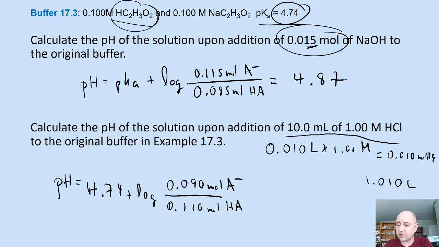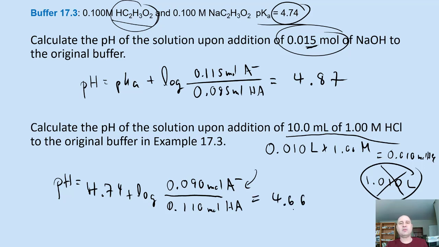If we were to convert this now to molarity, we would divide the number of moles by the new volume, but the volume is the same for the mixture, so it's not going to throw us off or change that mole to mole ratio. And so we get a pH of 4.66.